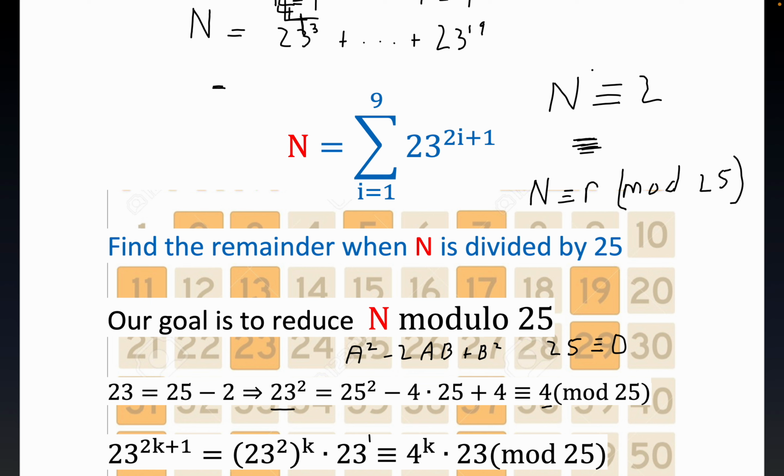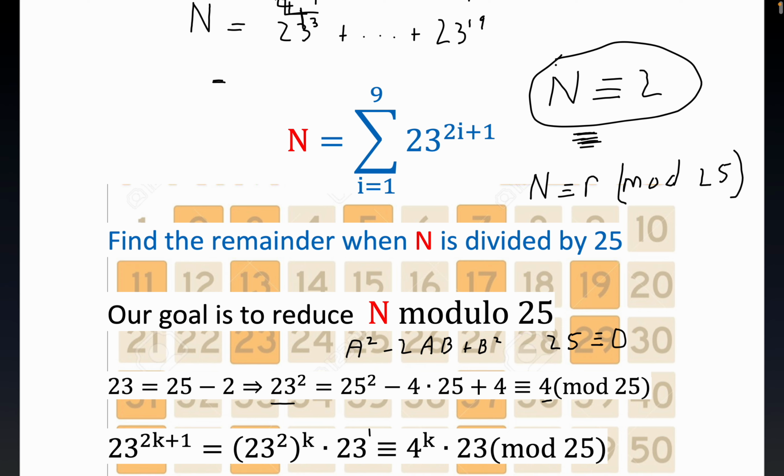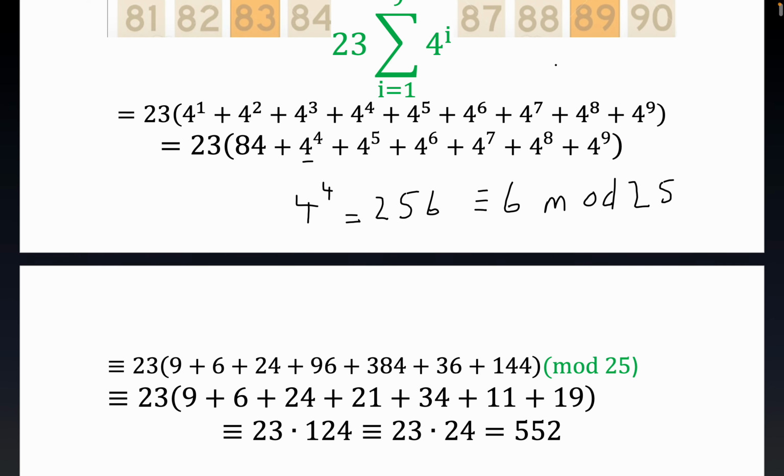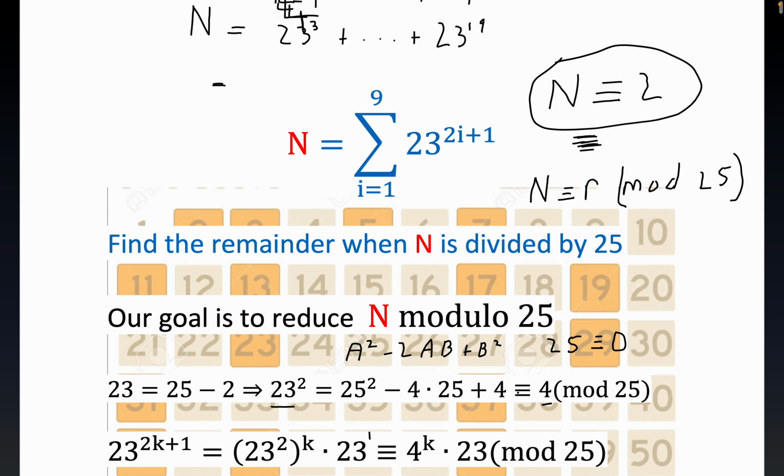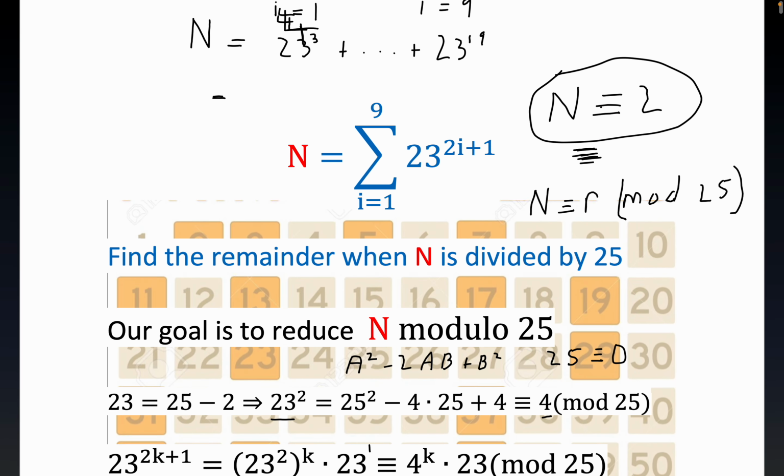But n is congruent to 2, and it's based on this fact right down here, that we got it down to 552. So when you divide 25 into this, you get a remainder of 2. So anyway, that is the solution, folks, and thank you for viewing.